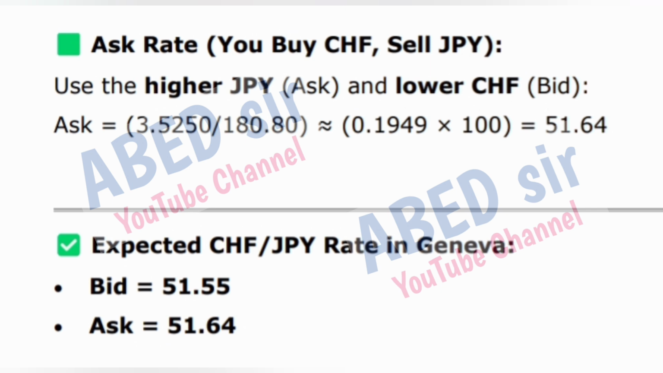Ask rate, you buy CHF, sell JPY. Use the higher JPY ask and lower CHF bid. Ask is equal to 3.5050/180.80, 0.1949 times 100 is equal to 51.64. Expected Swiss franc to Japanese yen rate in Geneva: bid is equal to 51.55, ask is equal to 51.64.